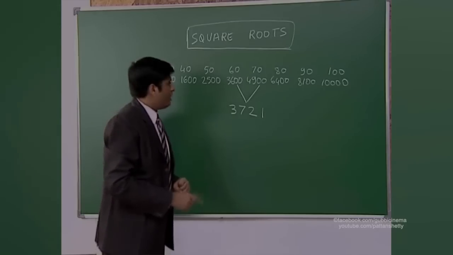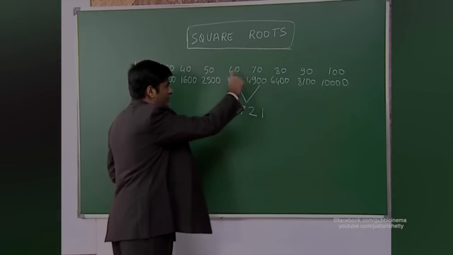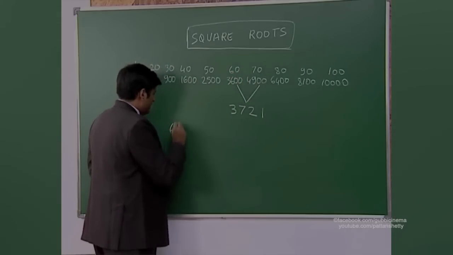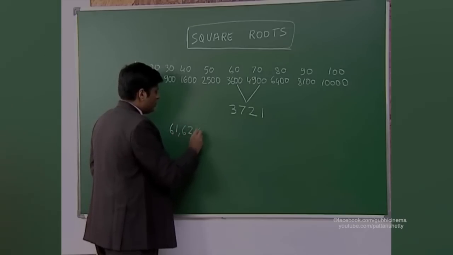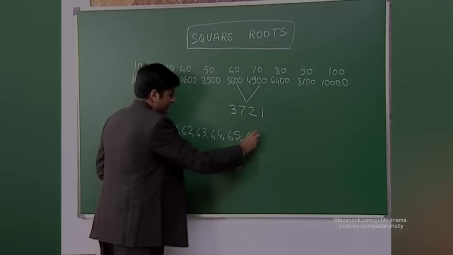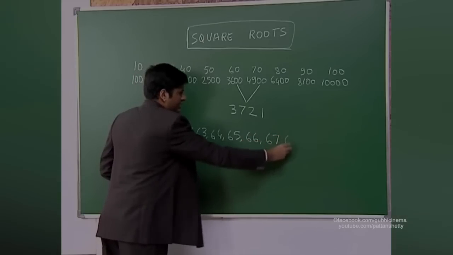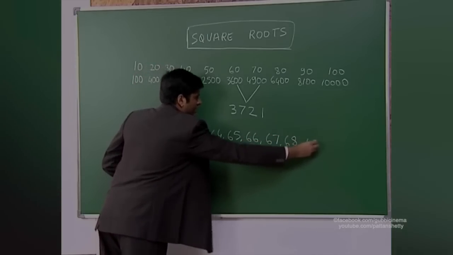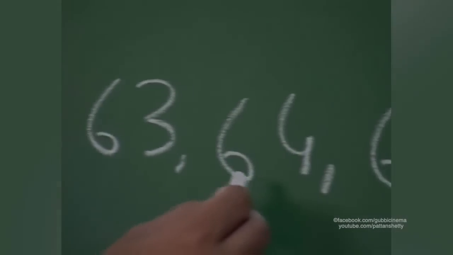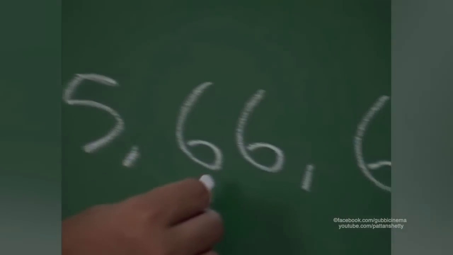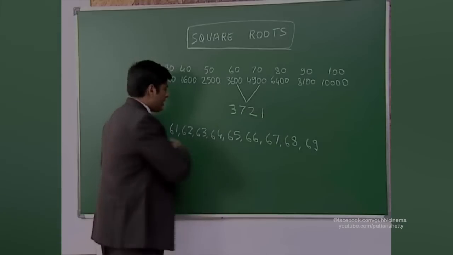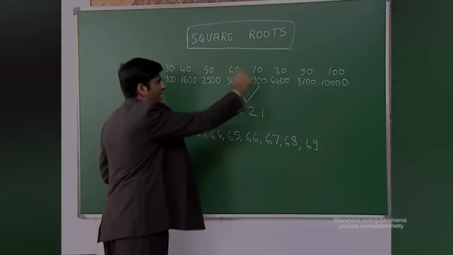So what do we observe? First, we know that our answer is between 60 and 70. That means our possibilities are 61, 62, 63, 64, 65, 66, 67, 68, 69. These are our possibilities if it is between 60 and 70.